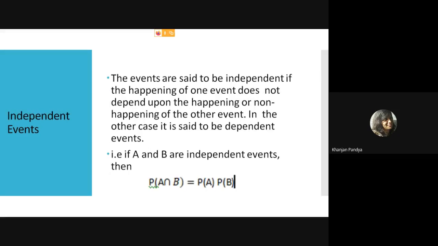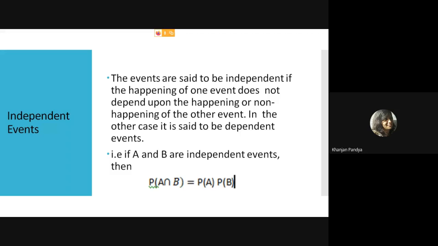Next is independent events. The events are said to be independent if the happening of one event does not depend on the happening or non-happening of the other event. Like when you are tossing a coin, the happening of head or tail does not depend on the previous result. If you have tossed the coin and got head, then in the next toss it can be head and it can be tail also. So you cannot say that previously I had head, so next I'll have head only. I'm talking about a fair coin.